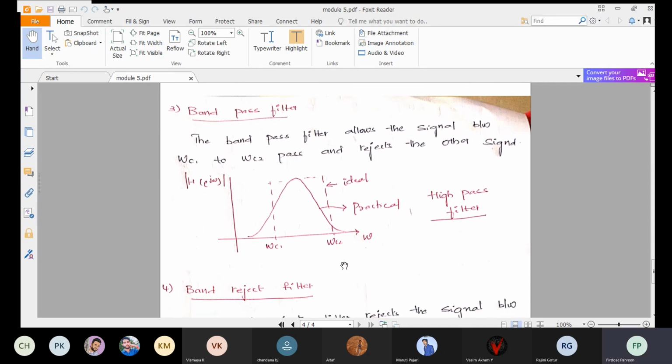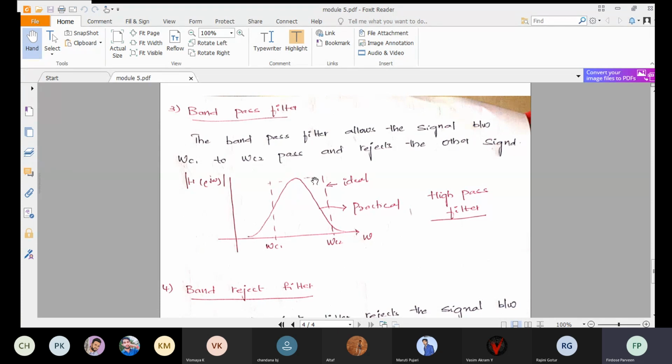Next, coming to band pass filter. The band pass filter allows frequencies from omega c1 to omega c2 and it blocks frequencies less than omega c1 and greater than omega c2. Okay, so the band pass filter allows the signal between omega c1 to omega c2, and it rejects the other signals, which means what is less than omega c1 it blocks, and what is greater than omega c2 it blocks. Only this part of the signal will be allowed.